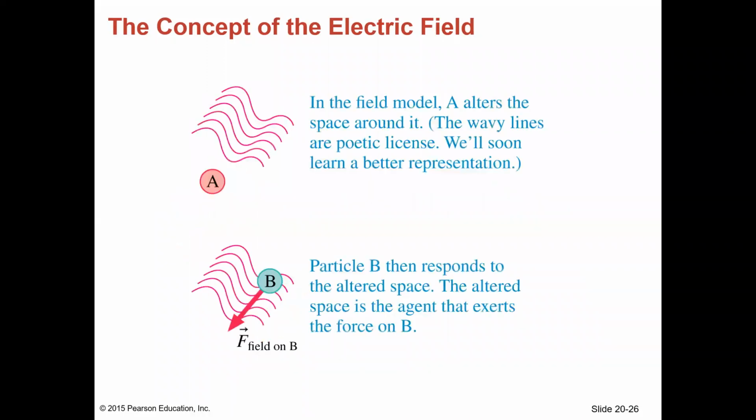What happens is when you put a charge in space, it alters the space around it. And if you bring another charge within that space, that charge feels the influence of the alteration. So the charge alters the field around it, the space around it, and when you bring another charge near, within the field, it feels the influence of that altered field.